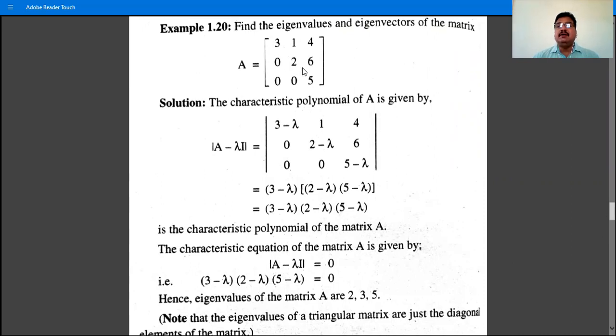Why is it an upper triangular matrix? If we observe, this is the diagonal of this matrix, and below the diagonal, all elements are 0. So this is an upper triangular matrix.